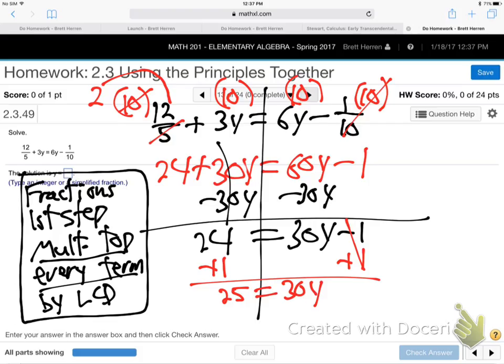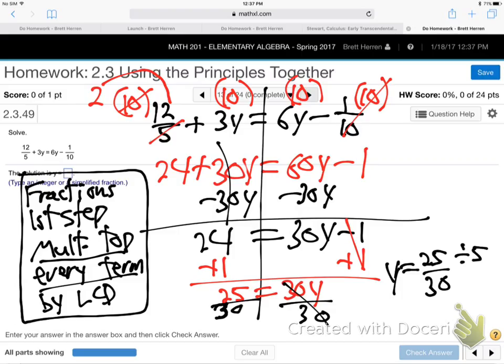And what's the last step to get y alone? It's always divide. Divide by 30. That 30 cancels. So y is 25/30ths, but that can be reduced. Divide top and bottom by 5. So y, what is that? 5/6? Whew. It's a lot of work.